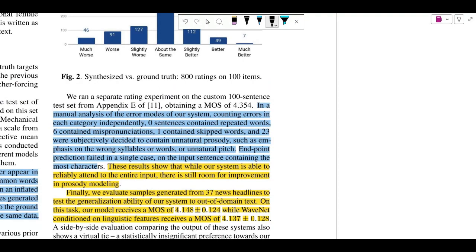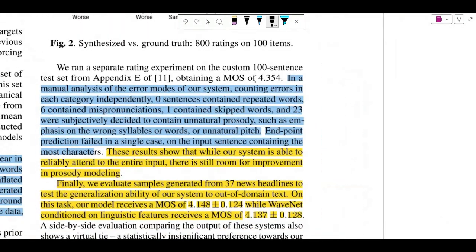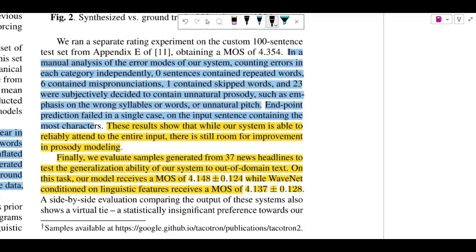And then they have some error analysis. Their errors consisted of 0 repeated words, 6 mispronunciations, 1 skipped word, and 23 had unnatural prosody. Prosody is the characteristic of a particular person. Each of us has a particular pitch or the way we speak. Prosody is how you would distinguish different speakers from each other, is my understanding. It gives the audio its flavor. So they have some problems in modeling the prosody, which makes sense because they only have the text as input. Since a particular text can lead to multiple possible audios, it is naturally a one-to-many problem, and that is why they suffer in prosody a bit.